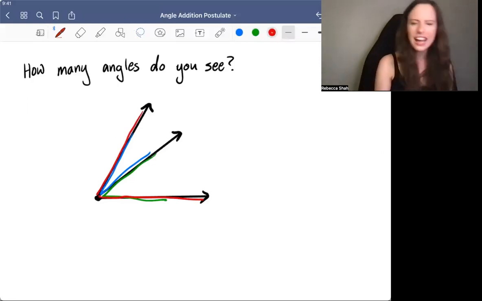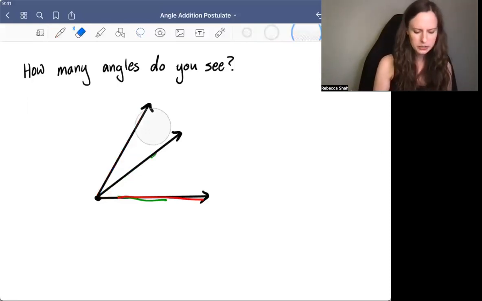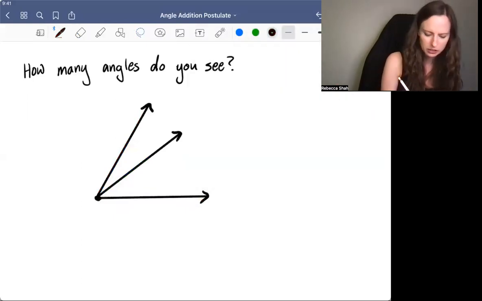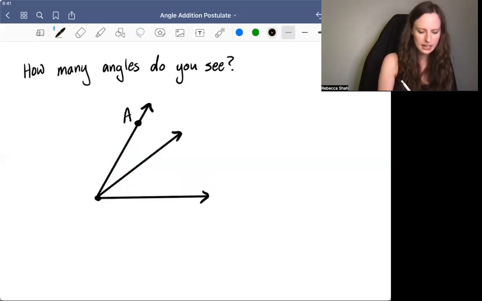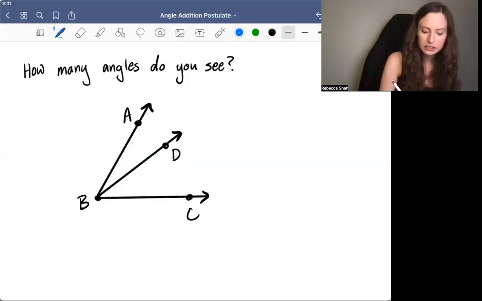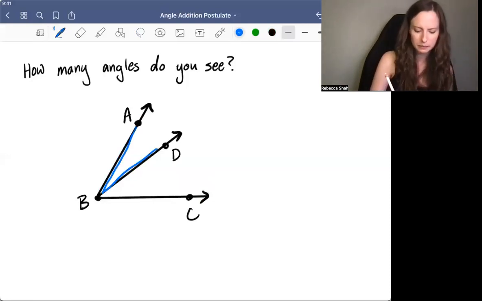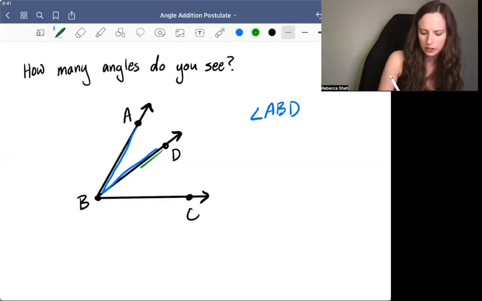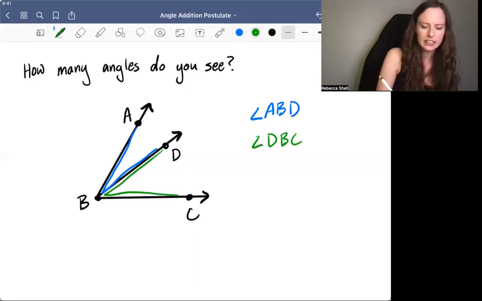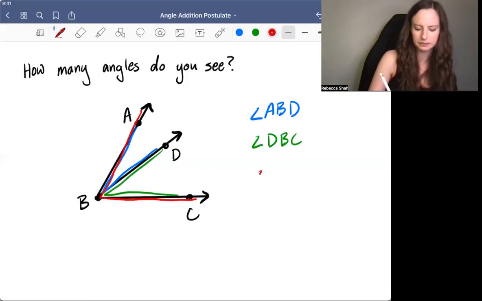Now, I'm going to add some points to this diagram just so we have a more specific way of talking about each of these angles. We have point A, B, C, and we'll call this point D. Now, again, naming our angles, the blue one is going to be angle ABD, where that middle letter is the vertex. The green is angle DBC, and the red one is angle ABC.